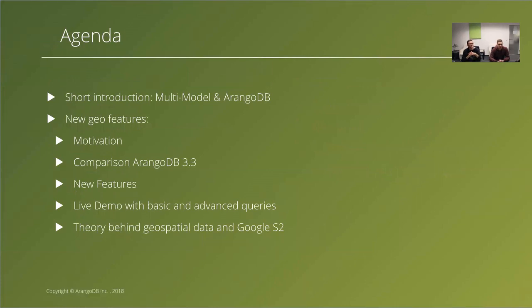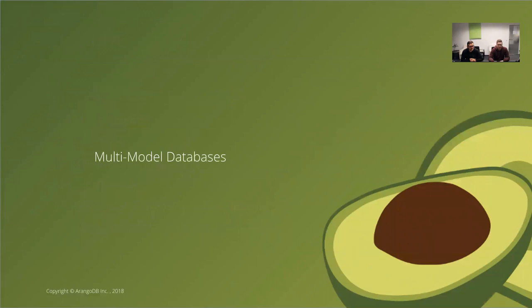Let me first tell you about the schedule for today. We will give a short introduction about multimodal and how ArangoDB fits into multimodal. Then we will introduce all the new geo features and describe the motivation. We will compare it with ArangoDB 3.4 and show what's new. We will show you two live demos. One demo shows the Fox application we've created, and then we will show you the user interface with basic queries and more advanced queries where we combine geographical or geospatial data and graph data in one query. The last topic will be the theory behind the Google S2 index library and how we included it into ArangoDB.